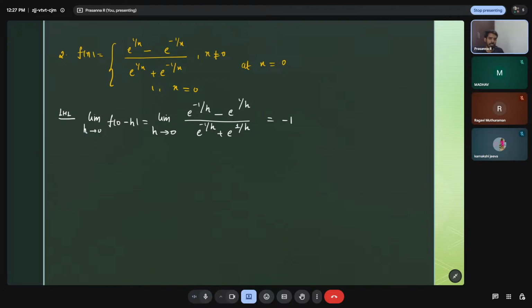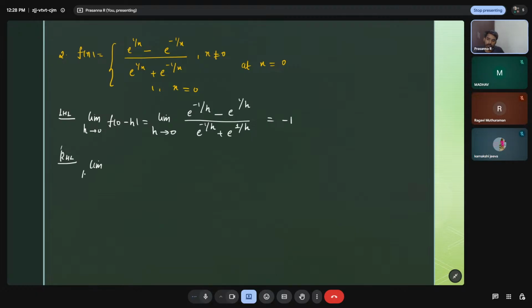Limits are all about approximation. These two will tend to 0. This will tend to infinity by infinity, I can write this will tend to 1. Right? And similarly, you find RHL, or you can take e power minus 1 by h common, and then you can do it like that also. Or you can write this as 1 by e power 1 by h. You take LCM. You can do anything.